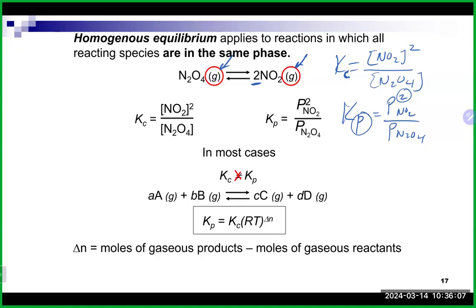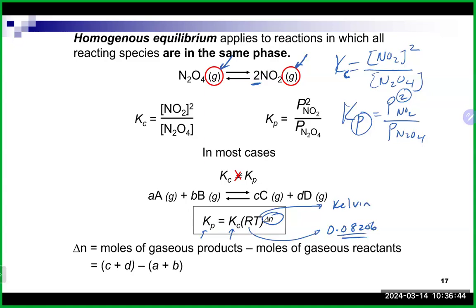There is a way to go between the two, and in certain cases maybe you're given concentrations and you really want the Kp value. So you could calculate the Kc and then convert it to Kp or vice versa. The Kp value is equal to the Kc value times RT to the delta N. This R is our gas constant, 0.08206. That is the gas constant, not the energy one that we used in the previous chapter. T is our temperature in Kelvin, and delta N is the change in the number of moles of gas that is present.